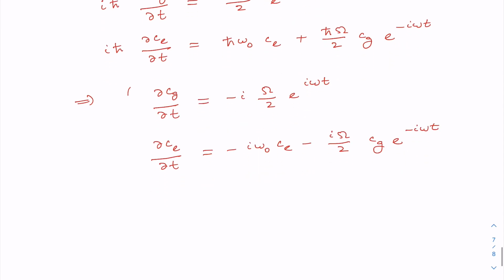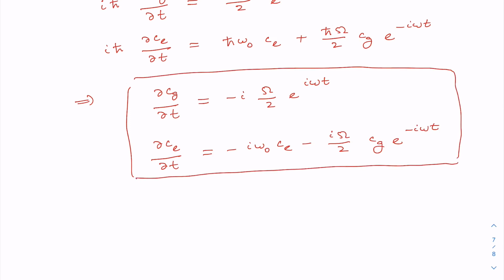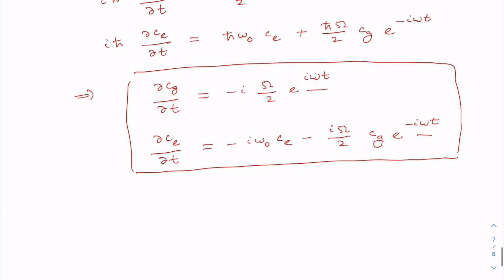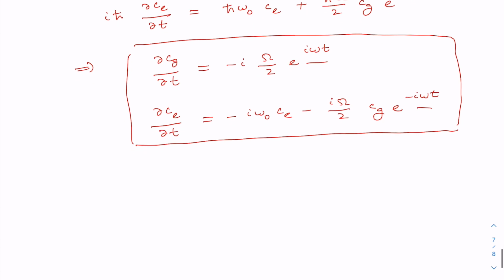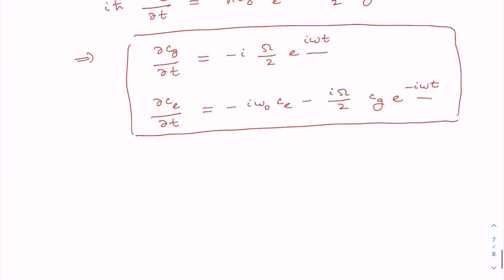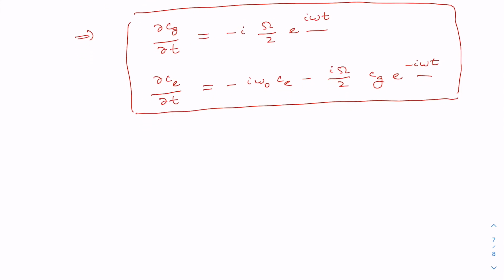These coupled first order differential equations involve oscillating terms at optical frequencies. Many a time it is more convenient to transform into a co-rotating frame to get rid of this fast rotation or the explicit time dependence, and to do that let us make the transformation.